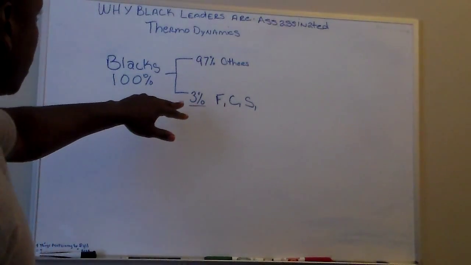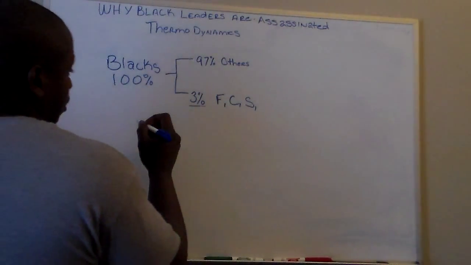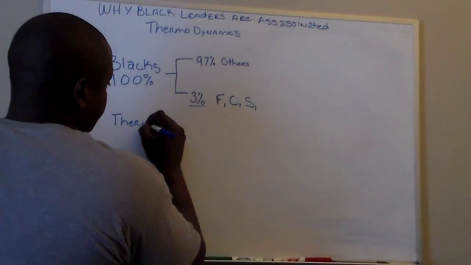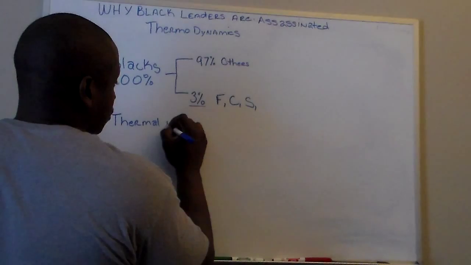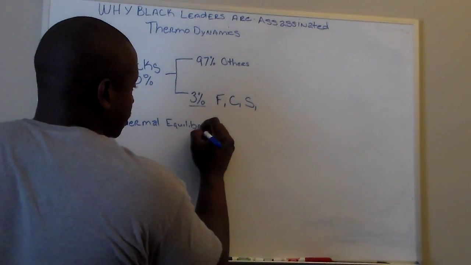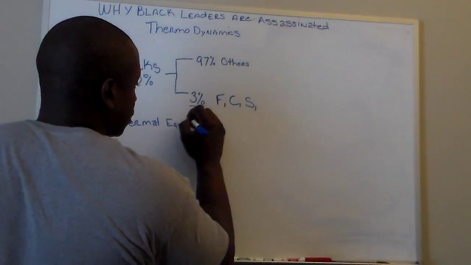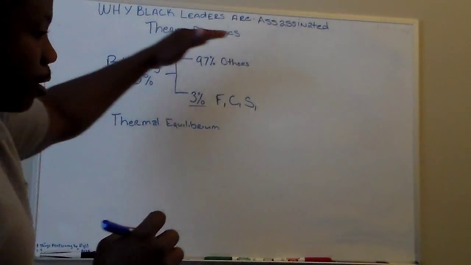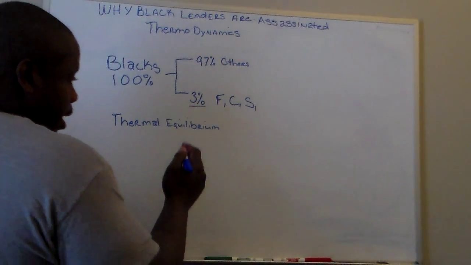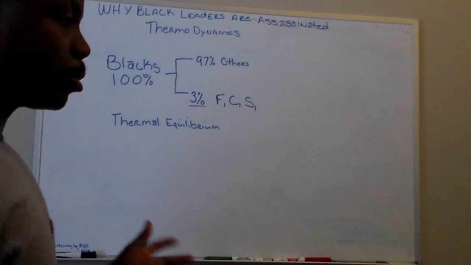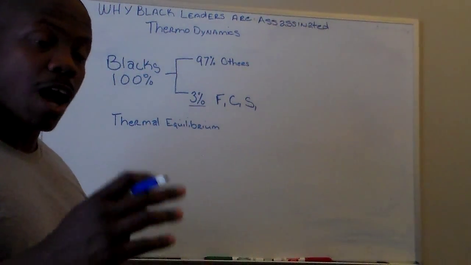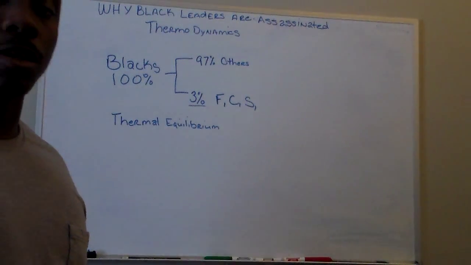All right, so when we understand this particular situation, thermal equilibrium is the principle that's going to help us bring this situation to light, where our leaders are persecuted or assassinated for whatever reason. Thermal equilibrium is basically a principle that says that in an environment, if two objects are there, the hotter one is going to transfer energy to the colder one.